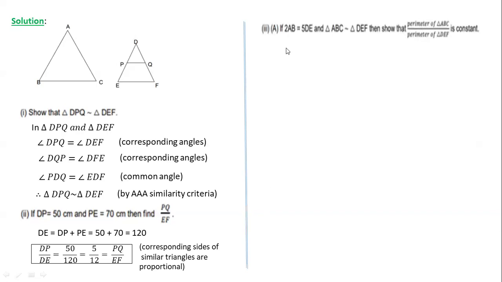It is given 2AB is equal to 5DE, and triangle ABC is similar to triangle DEF. This is also given. Okay. Now, you have to show that the perimeter of triangle ABC upon the perimeter of triangle DEF is a constant. Now, what is given first? Let us write 2AB is equal to 5DE. This is given.